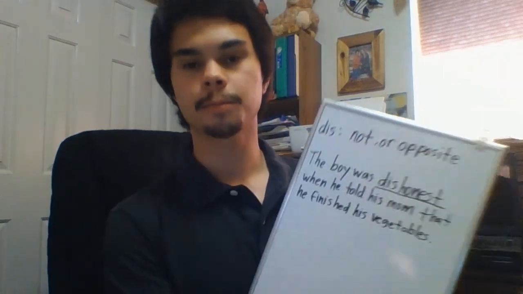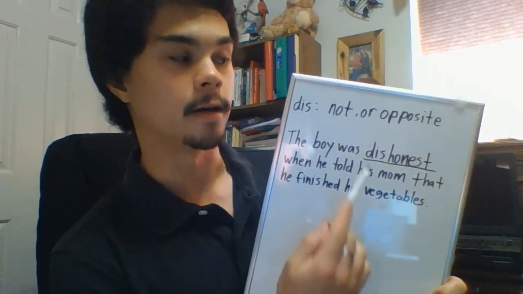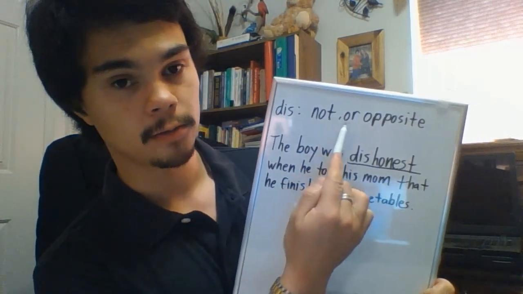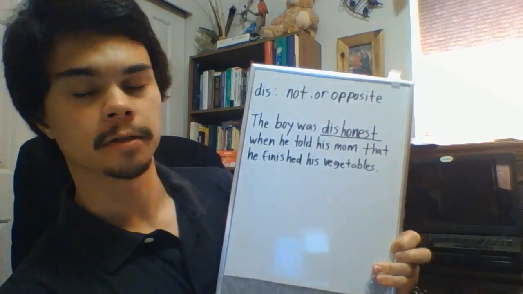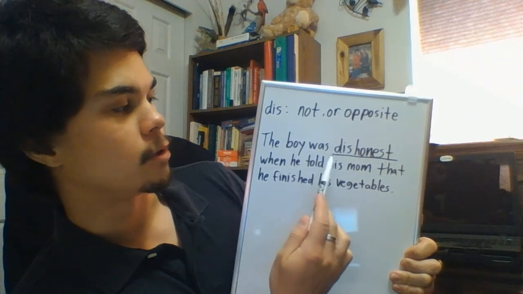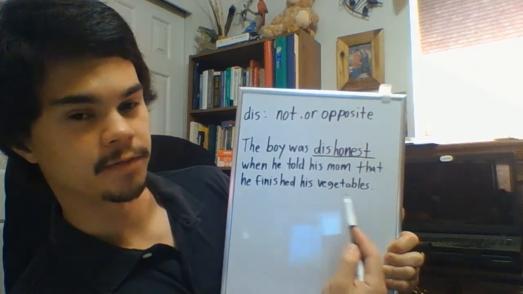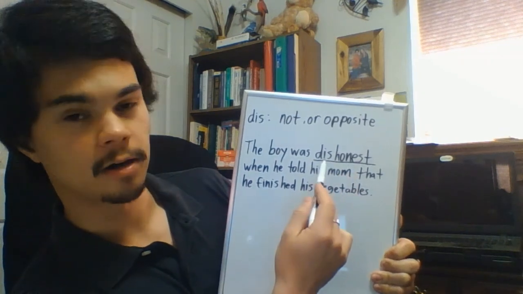Okay, the first prefix we're going to look at is dis. Dis means not or opposite. So let's look at dis in a sentence. The boy was dishonest when he told his mom that he finished his vegetables. So our word is dishonest.